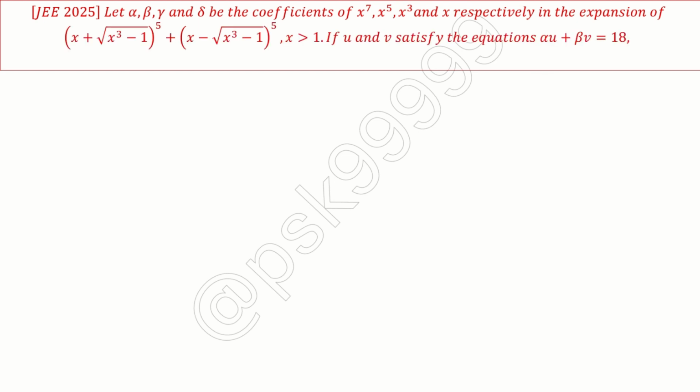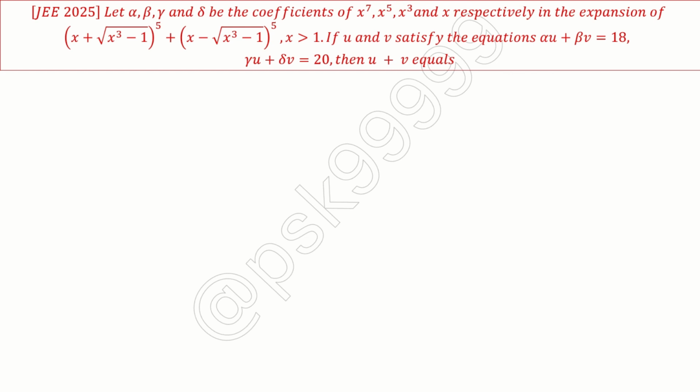Next. Let alpha, beta, gamma and theta be the coefficients of x to the power of 7, x to the power of 5, x cube and x respectively in the expansion of (x plus square root of x cube minus 1) whole to the power of 5 plus (x minus square root of x cube minus 1) whole to the power of 5, where x is greater than 1. If u and v satisfy the equations alpha u plus beta v equal to 18 and gamma u plus theta v equal to 20, then what is the u plus v value? Basically, you need to find 6 values: alpha, beta, gamma, theta, and then u and v.